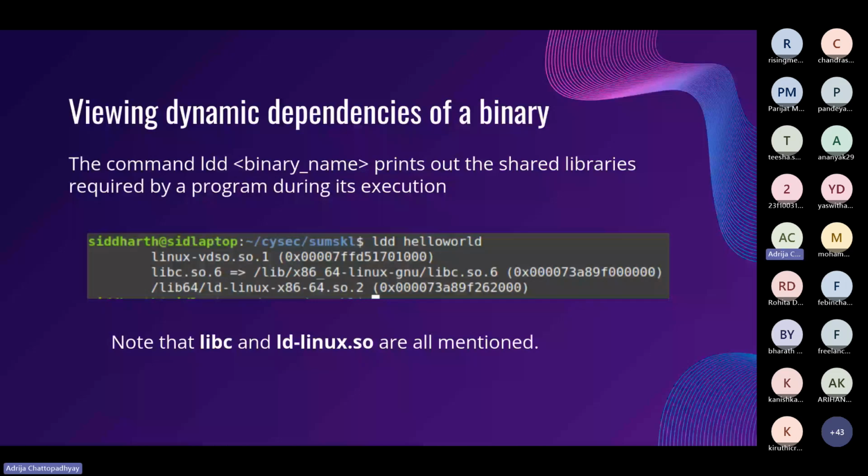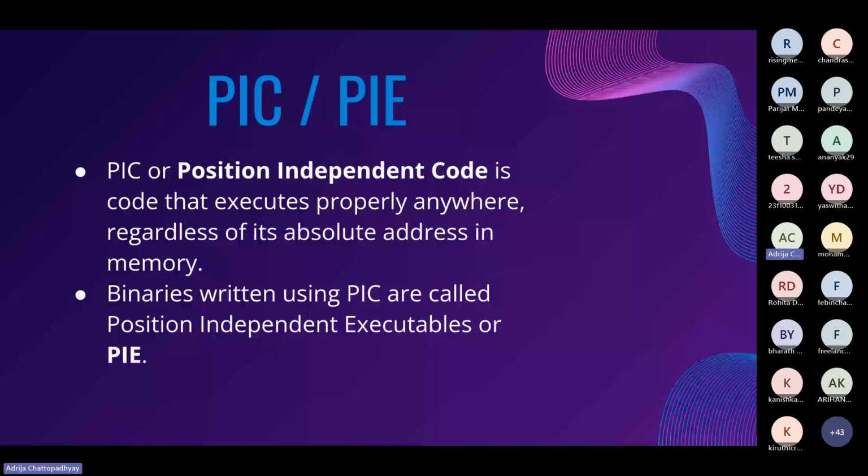Now we come to the next topic, position independent code and position independent executable. This is a concept by which, when you have position independent code, the code executes properly anywhere. It can load into virtual memory anywhere and it can work. It's not hard-coded in memory, not fixed. It doesn't have to run in a specific place where it was written. That's the advantage of position-independent code. Binaries written with PIC are called position-independent executables, PIE.